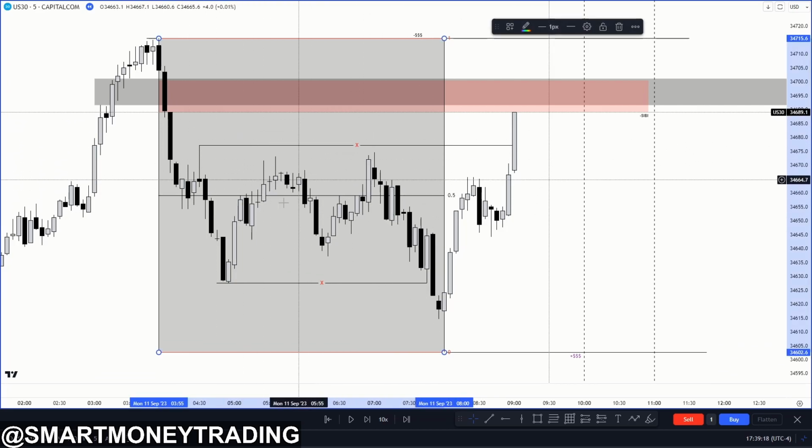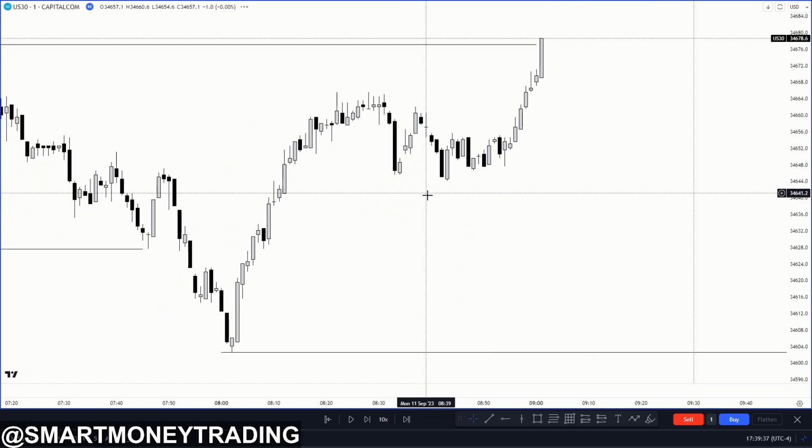Either you want to be selling in a premium for shorting, and then you want to be buying in a discount for longing. You never want to buy near equilibrium because you will get stopped out. You can see premium, discount, equilibrium is just consolidation, and you can use that on a higher time frame and you'll find a lot better entries.